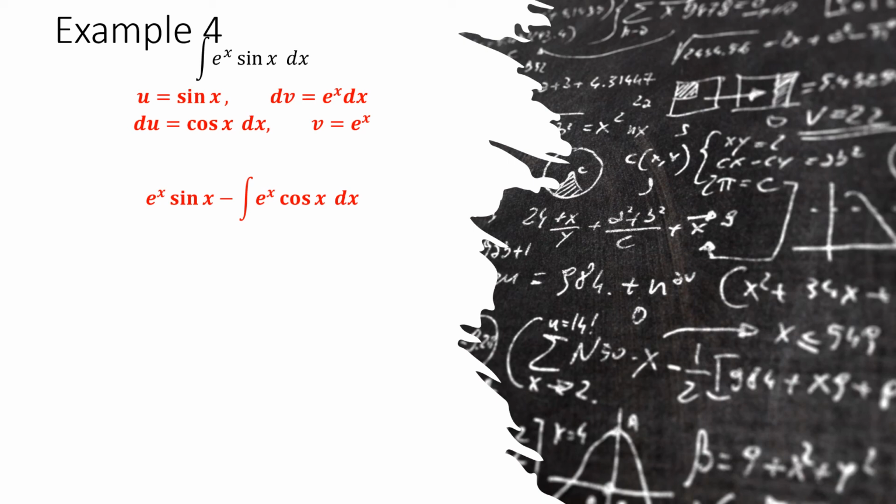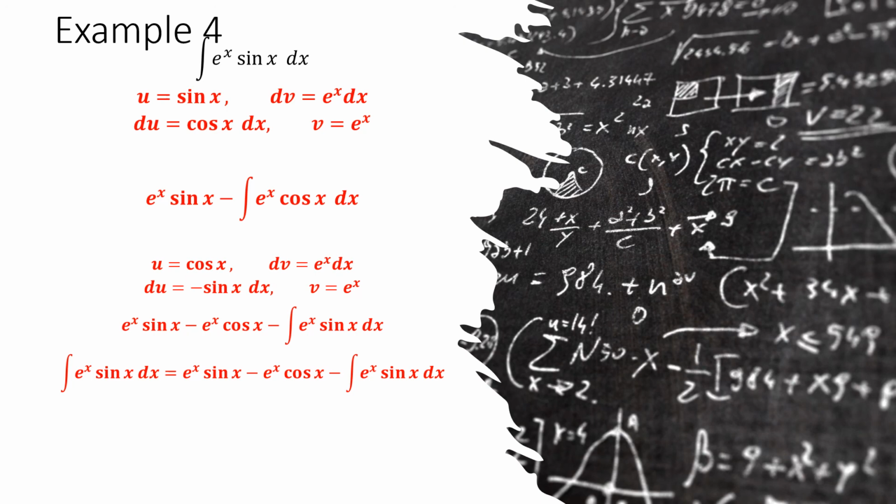And again, because it's e to the x and cosine x, I'm going to have to use integration by parts again. So I'm going to let u be cosine x, dv is going to be e to the x dx, du is going to be negative sine x dx, and v is going to be e to the x. Plugging that into my formula, I get e to the x sine x from before. And then using the new stuff, I get minus e to the x cosine x minus integral e to the x sine x dx.